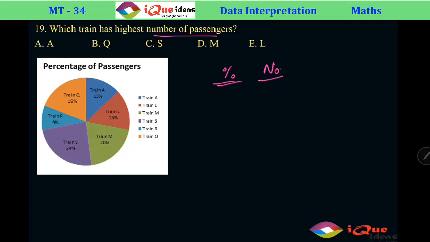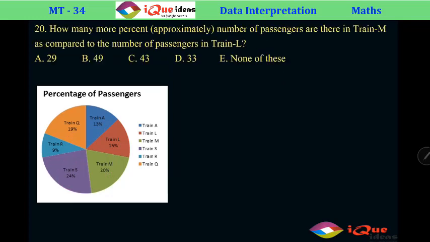Because percentage is on the same value. Okay, so look at the situation here. Q is 19, R is 9 smaller, 13 smaller, train L is 15 smaller. Now 19 is smaller than 24, 20 is smaller than 24. So 24% is the highest. That is train S. So train S has the highest number. Simple question. Okay, next one.